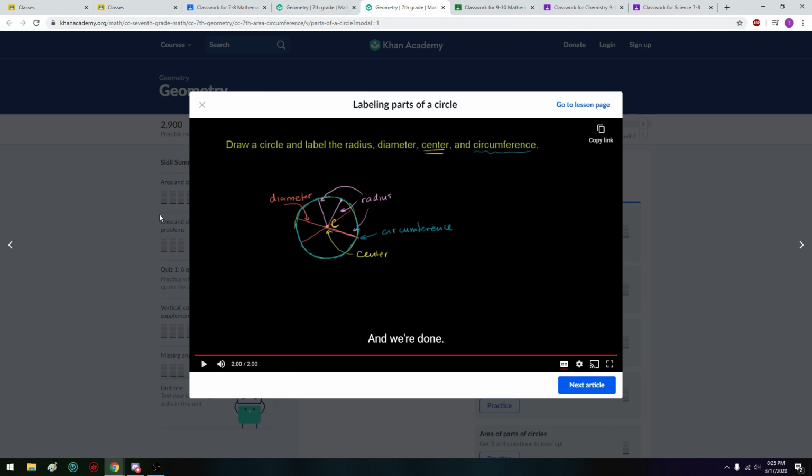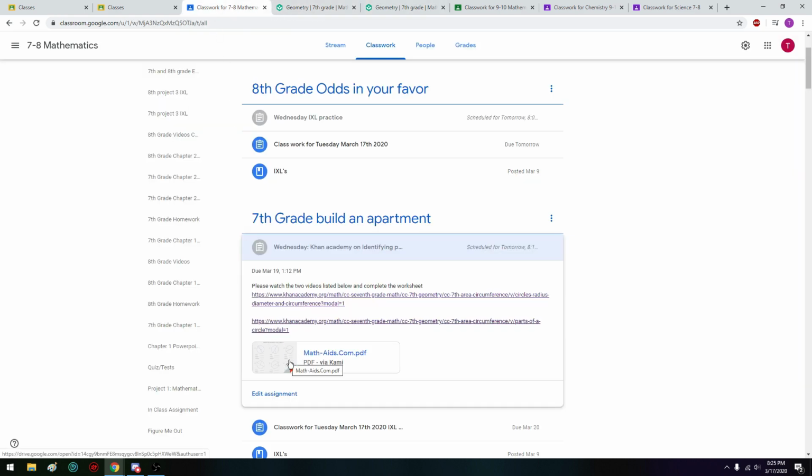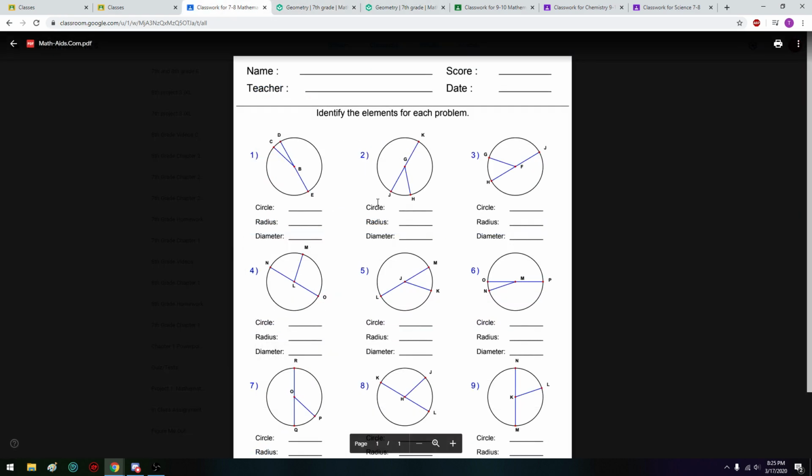If you want to work on the practice on here, be my guest, and then just complete this worksheet that has only 9 questions. You'll be identifying which is the circle letter, which in the first case will be the letter named B, so it's the one in the middle. The radius will be DBE, and the diameter would be CB. That'll be the first one here. You just go through them, naming them the same exact way.